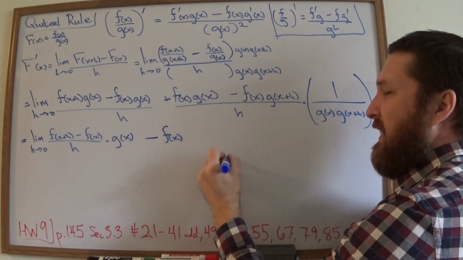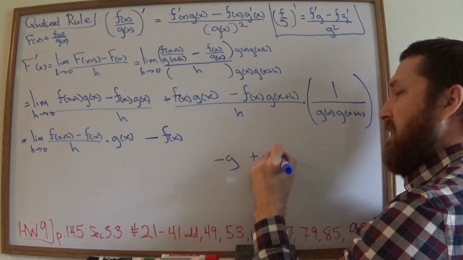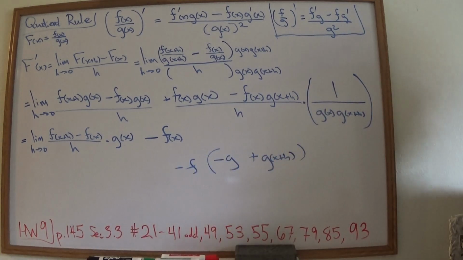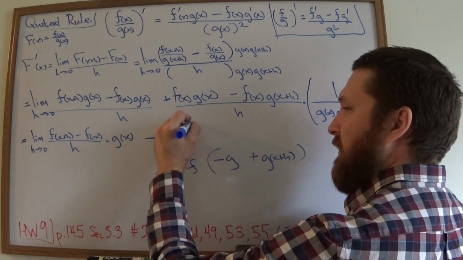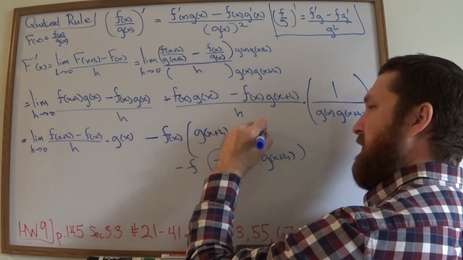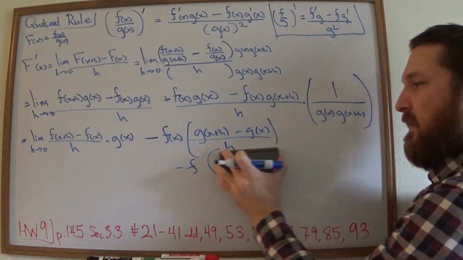Or really, it makes it negative g minus a positive g. That's the x plus h right there. That's what I've done. I pulled out that negative f. And so now I'm going to flip it around and go, okay, so that's g of x plus h minus g of x all over h. Everybody buy that?